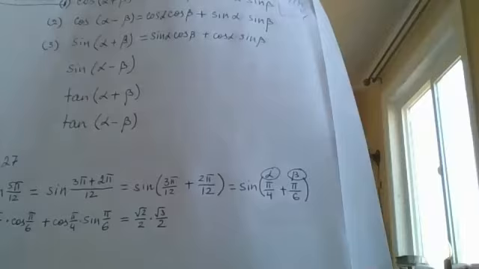Square root of 2 over 2. Cosine of pi over 6 equals what? Square root of 3 over 2. Yes, for pi over 6, square root of 3 over 2. Okay, so square root of 3 over 2, and I already wrote it down.